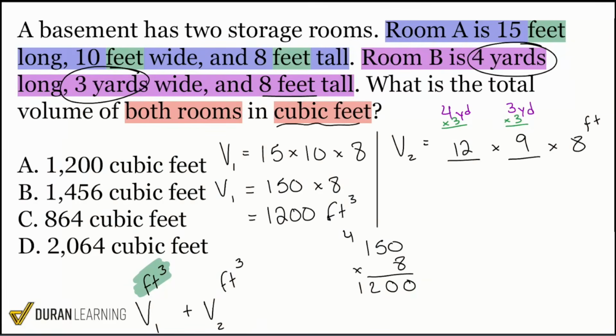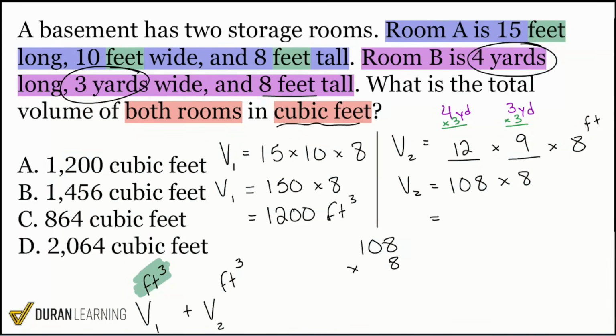Next up, I'll remove that multiplication so I can give myself more room for the second volume. So we have 12 multiplied by 9 multiplied by 8. So 12 multiplied by 9, that is going to give us 108. And so we have 108 times 8, which is going to be what?